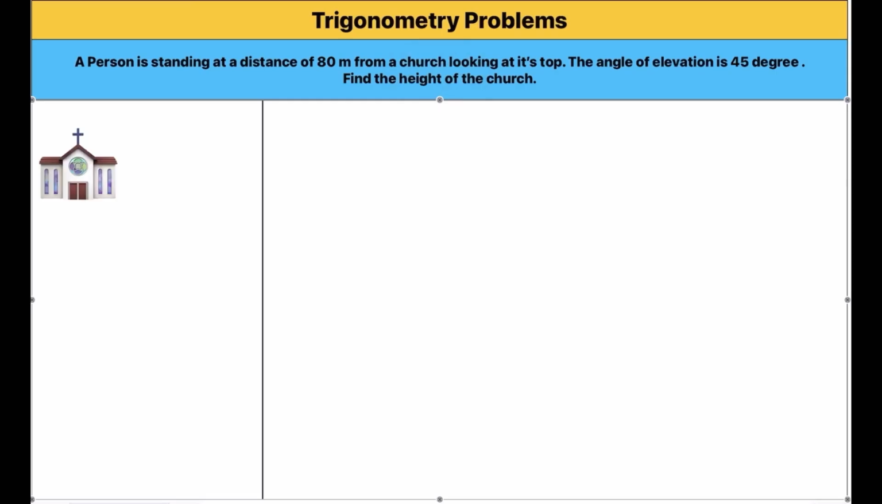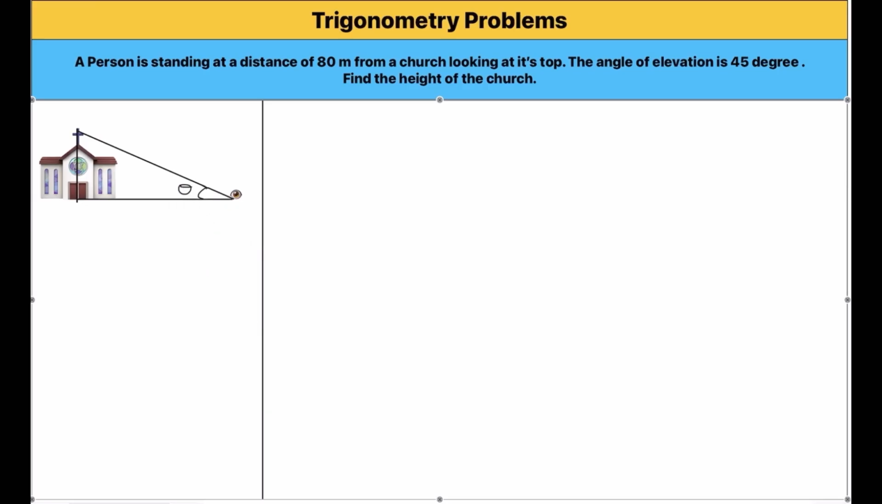Let's say this is our church and this is the point where the person is standing. This line marks the height of the church. This line marks the distance of the person from the church. We have taken the center of the church as it is the highest point. And these lines indicate the person is watching the top of the church with an angle of elevation. Let's call that angle of elevation theta.